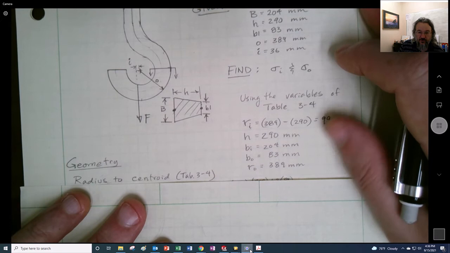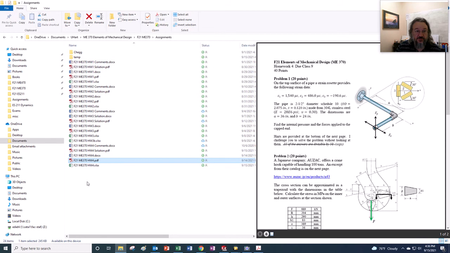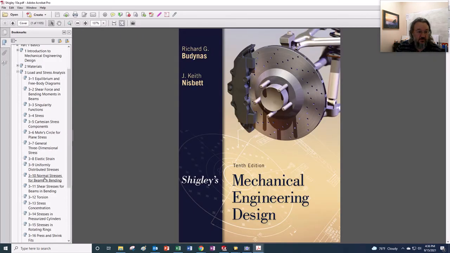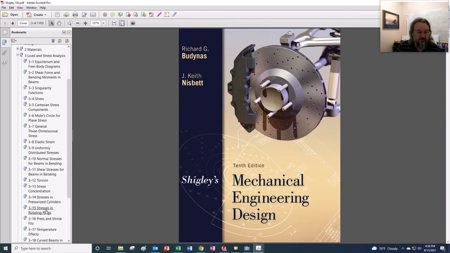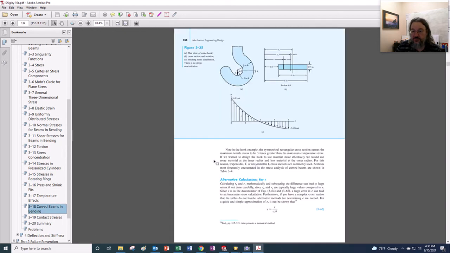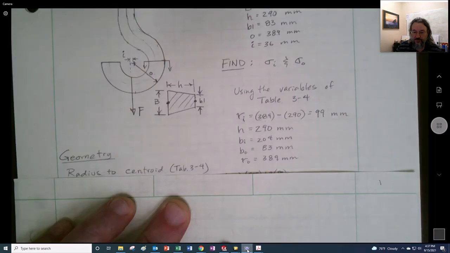Now we want to find the radius of the centroid. Now, here's the big question: do I have the book open? No. So going to the curved beams section, where'd you go, curved beams? Shear stress, torsion, beams, curved beams, there we go. We go to this table, and we look at this. So we're going to put in all the inputs that we know for this R_c and this R_n. We also want to get the area when we get to that.